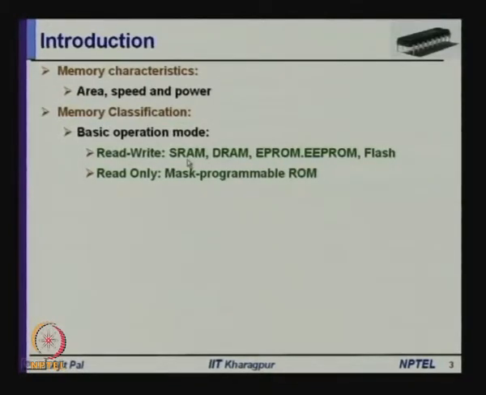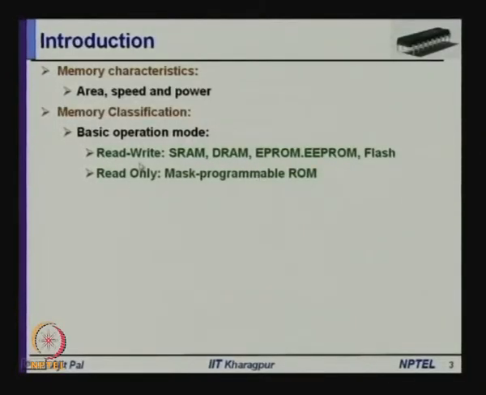Under the read write category you have SRAM, static RAM, DRAM, dynamic RAM, EPROM, erasable programmable ROM, then electrically erasable programmable ROM, EEPROM, and flash memory. These are all read write memory devices. On the other hand, mask programmable ROM, or another one which is not written here, fusible link ROM, these are read only. That means they are programmed once, either at the time of manufacturing or the user can do it using a special device known as a PROM programmer, but that can be done only once. So, those are read only.